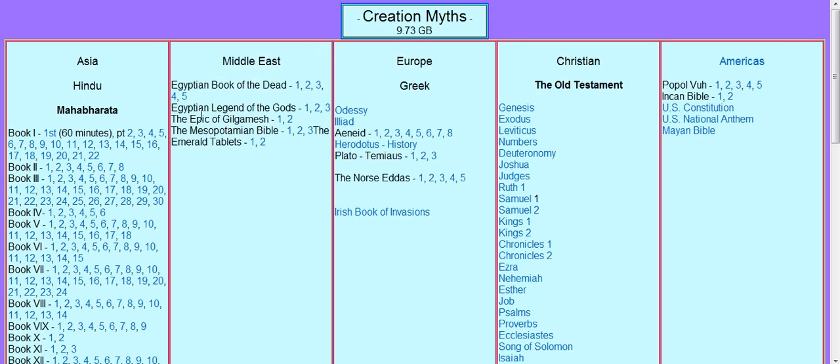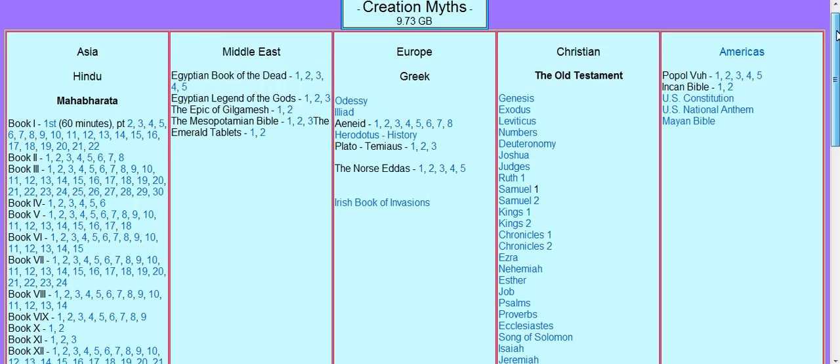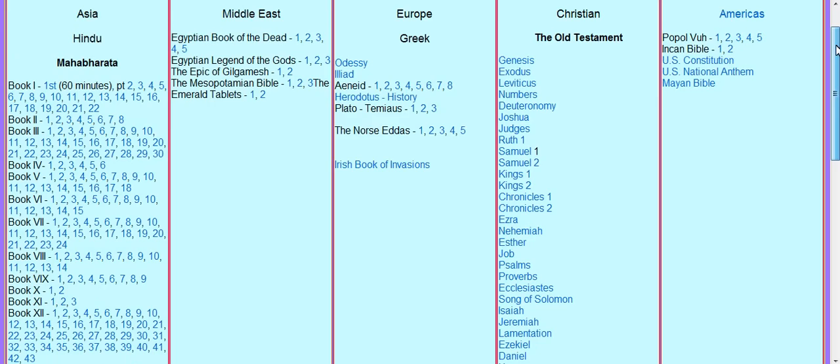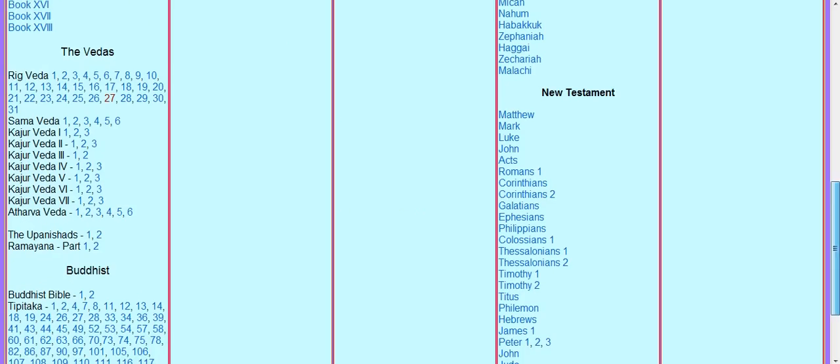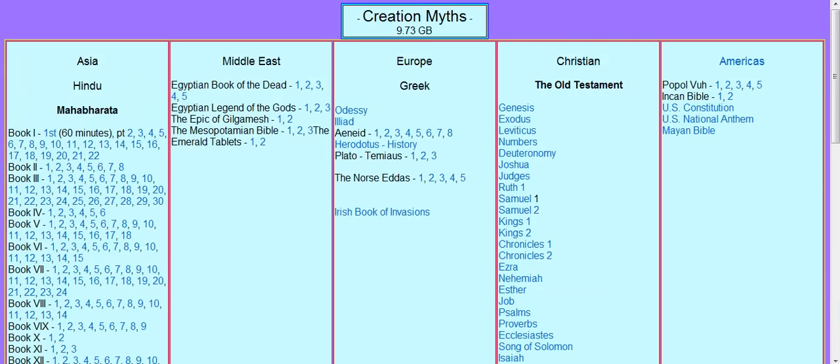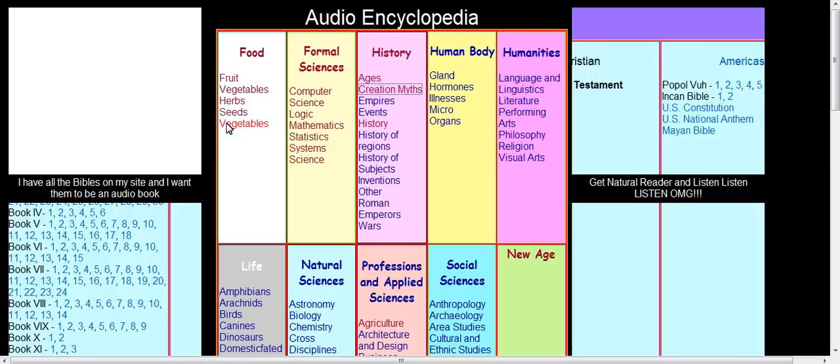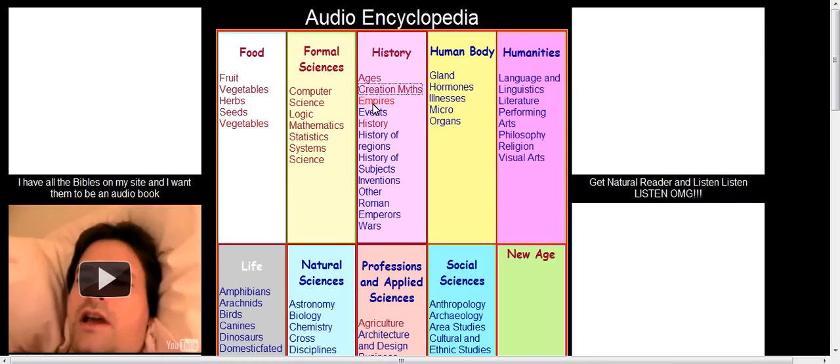In the Middle East: Egyptian Book of the Dead, Egyptian Legend of the Gods, the Epic of Gilgamesh, Mesopotamian Babylon, World Tablets. I already did a page about the creation myths, though. And then the Americas, you have some Bibles, the Popol Vuh, the Incan Bible. I guess the Aztecs didn't have one, or the Spanish burnt it all.